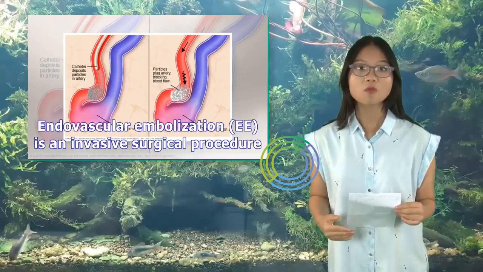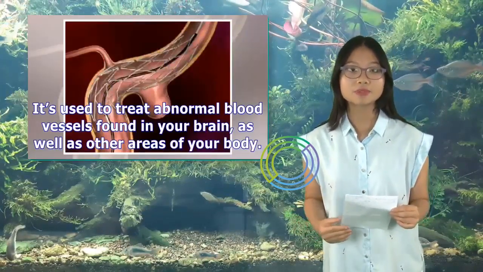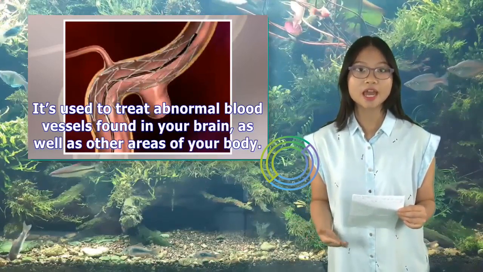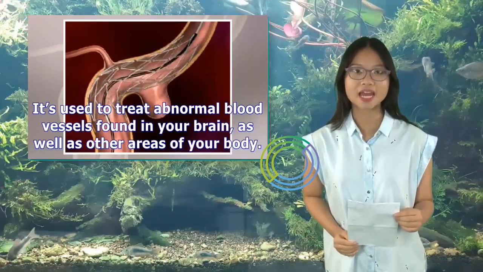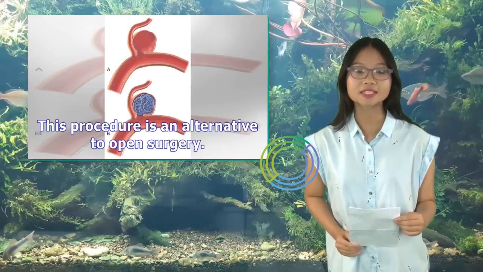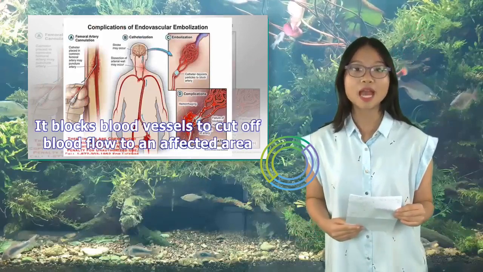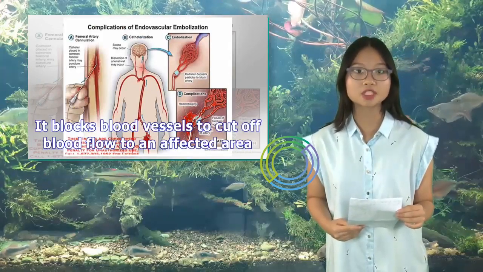Endovascular embolization, EE, is an invasive surgical procedure. It's used to treat abnormal blood vessels found in your brain, as well as other areas of your body. This procedure is an alternative to open surgery. It blocks blood vessels to cut off blood flow to an affected area.